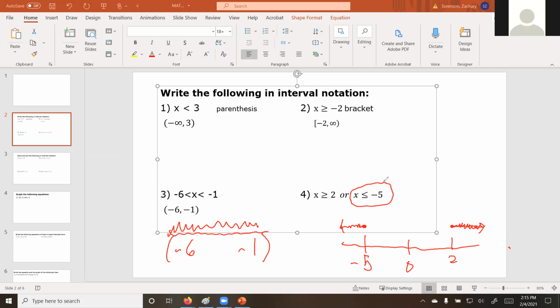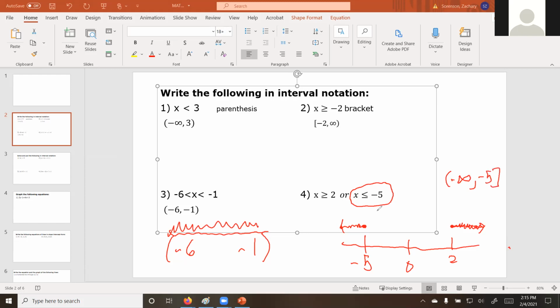Like a bracket -5. That is part of it. What else is in that? Negative infinity. Yes. Yeah. So we always start from small to large. So the smallest value is -infinity. And we go all the way up to 5.